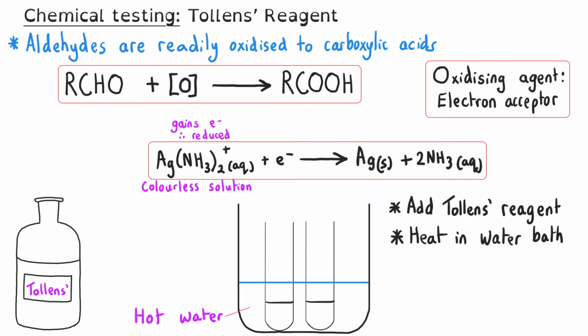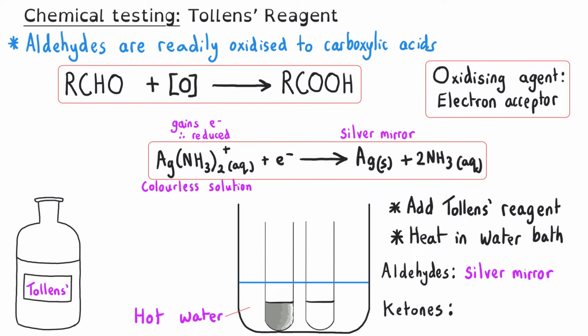And it's the solid silver that gives us an observable change, and we see the formation of a silver mirror. And so if we see a silver mirror forming, that means that we had an aldehyde in our test tube. But if we don't get the formation of a silver mirror, if there is no observable change or no visible change, that means our substance in the test tube was a ketone, because the ketone cannot oxidize and it cannot interact with the silver in the Tollens reagent.